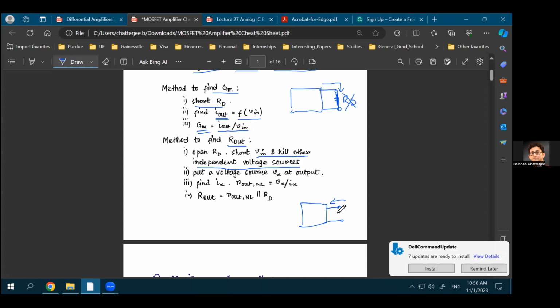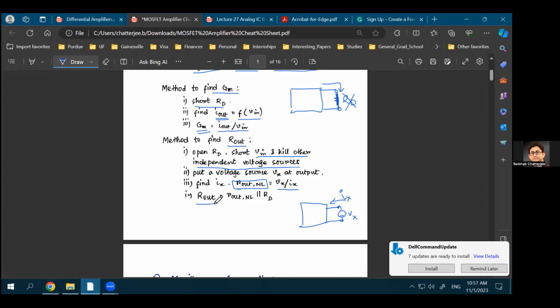Then you put a test voltage source Vx at the output, and find out how much current is going into the output terminal. Let's call that Ix. And the ratio of Vx over Ix will give you the output resistance in the no load condition. That when you do not have any kind of load connected, that's your output resistance.